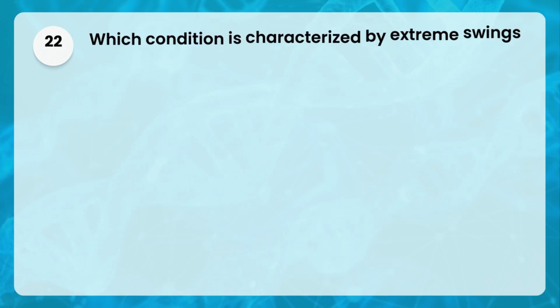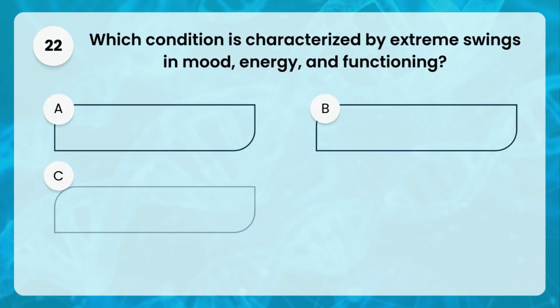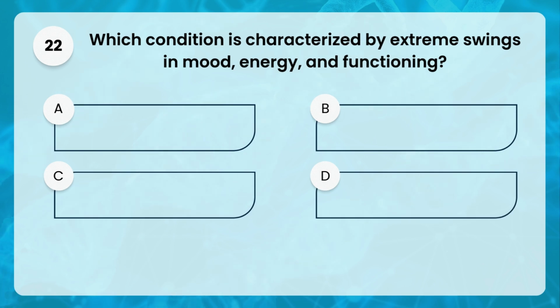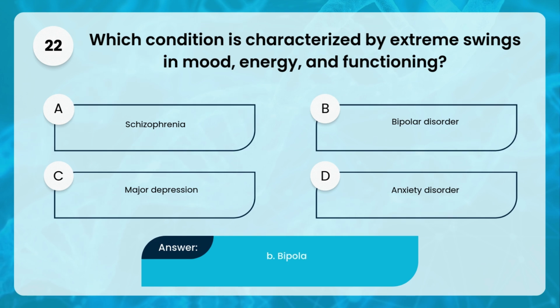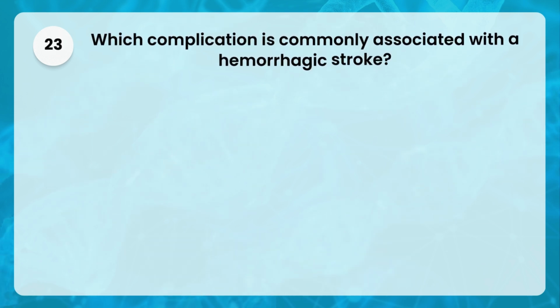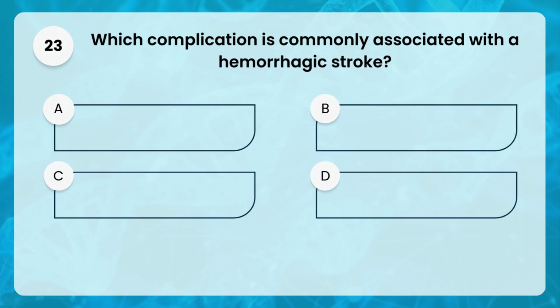Number 22. Which condition is characterized by extreme swings in mood, energy, and functioning? A. Schizophrenia. B. Bipolar disorder. C. Major depression. Or D. Anxiety disorder. The answer is B. Bipolar disorder.